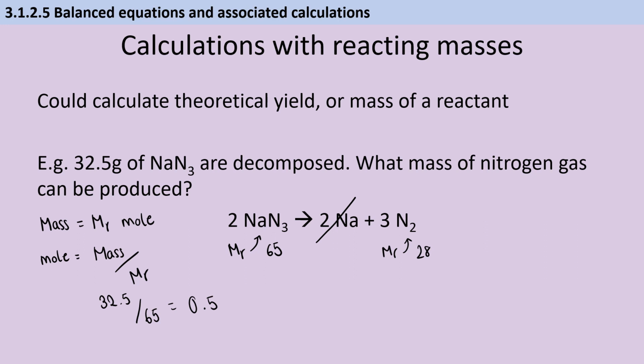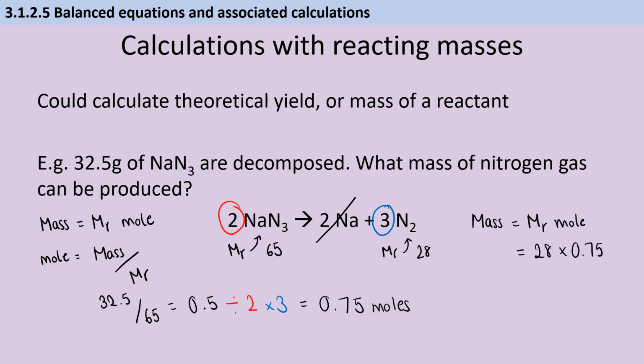Then I need to look at the coefficients to work out how many moles I have of the second substance, and this is probably the most common thing that students leave out when they're doing these calculations. So you divide by the coefficient of the thing you already know about, you multiply by the coefficient of the thing you're trying to work out. So I've got 0.75 moles of nitrogen, and then I go back to mass = Mr × moles to work out that I've got 21 grams.